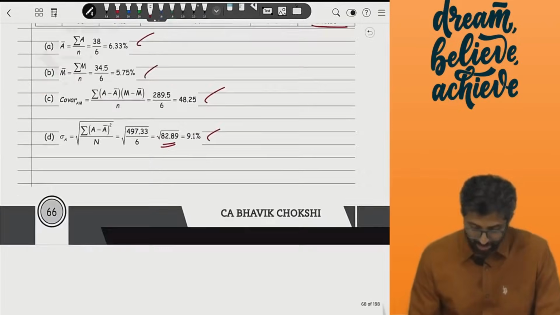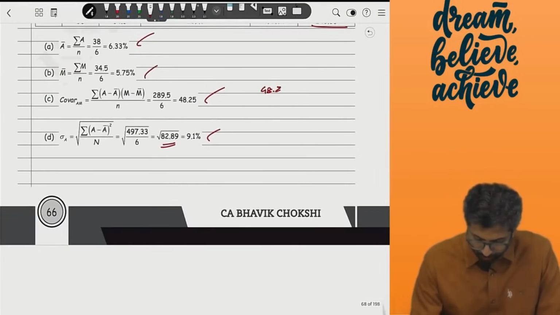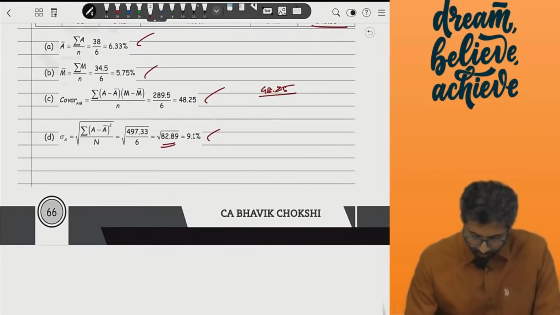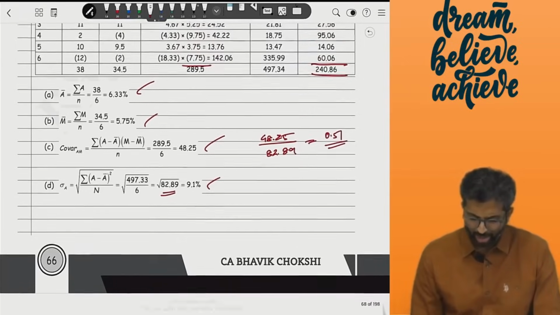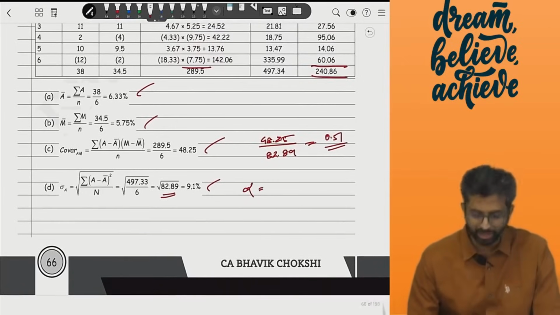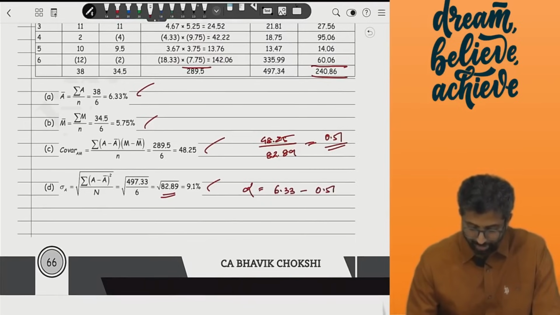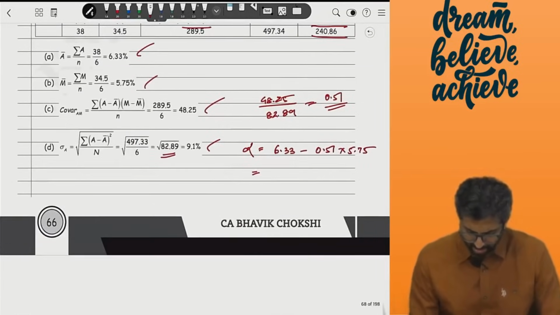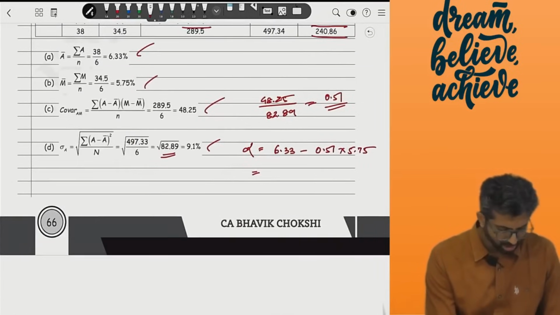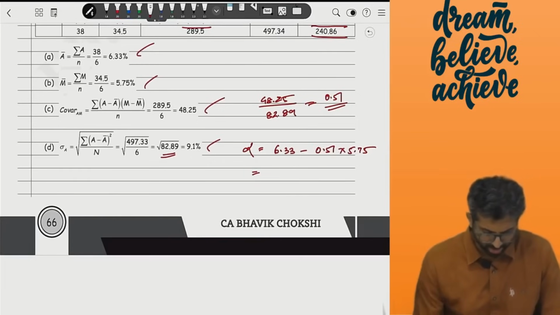Now once you have this data, you will say 48.25, which is a covariance, upon let us say 82.89, and hence this will come to approximately 0.51, which is your beta. And once you have the beta, we can also, for the characteristic line, find the alpha. Alpha is equal to A bar, which is 6.33, minus 0.51 into M bar. So this is 5.75, and hence this will probably be equal to, I think, 0.51 into 5.75, and 6.33 comes to what? 3.